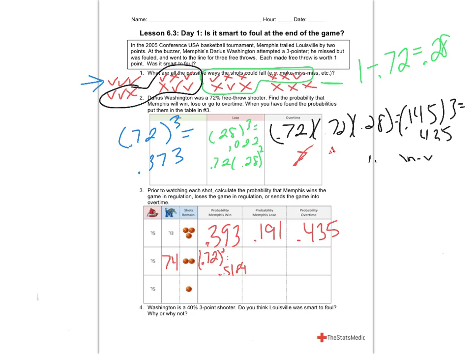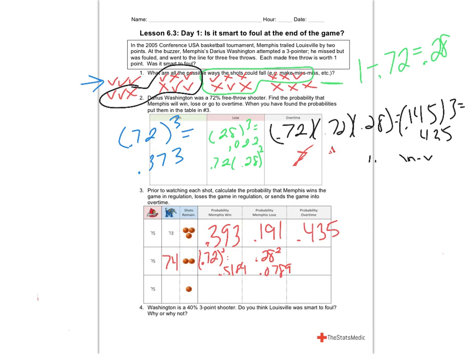Okay, now my probability they lose is he's got to miss both of them. So 0.28 squared, 0.28 times 0.28. So very low probability he's going to miss both of the next 2.